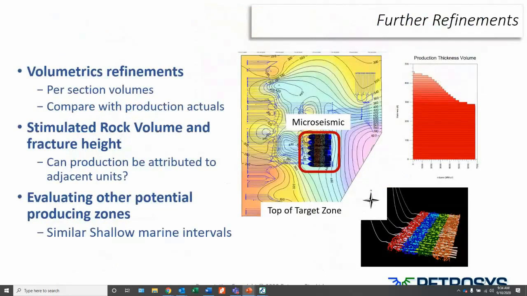So the further refinements I talked about previously, you can see here: refining the volumetrics to a little more apples to apples on a smaller scale, looking at the stimulated rock volume to see if we're accessing adjacent units, and evaluating other similar zones in the area.